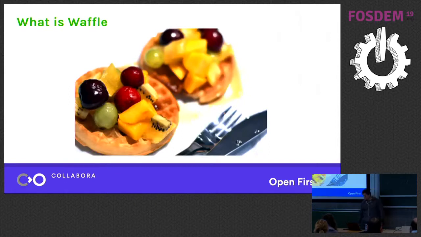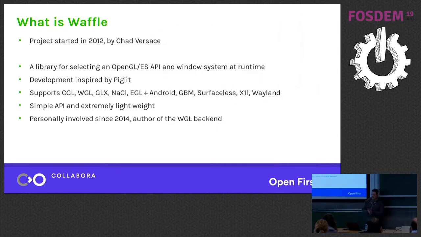So Waffle. The project has been started quite a few years ago, in 2012, by Chad. As he described it, it's a library for selecting the OpenGL or GLES API and the windowing system at runtime. Pretty sure all of you are familiar, but just as a very quick introduction, the windowing system is the API used to integrate your, let's say, Windows native calls with the rendering APIs of GL or GLES. On top of that, you have various combinations and permutations, which I will mention shortly.